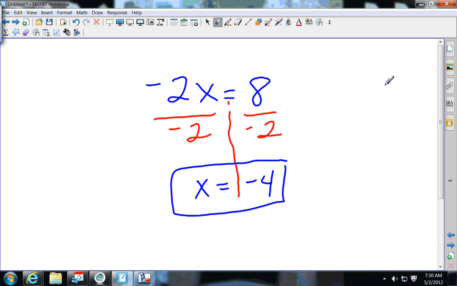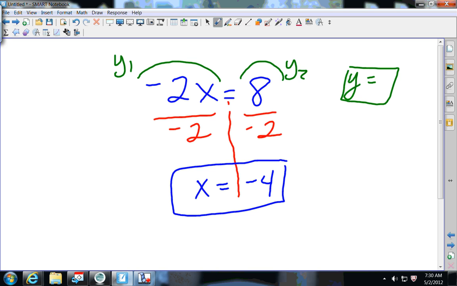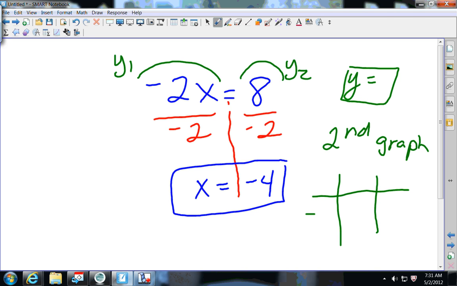Again, checking in the calculator, go to y equals, put the left-hand side into y1, right-hand side into y2, and press second graph. You're going to look and see if, where x is negative 4, y1 and y2 are the same. If you check this exact problem, they're both going to be 8 at this spot, which means that we are correct.